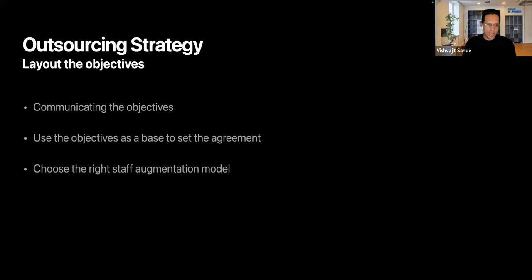Then there is choosing the right staff augmentation model. Once these objectives are laid out, life becomes much easier, I would say, because I can make sure what kind of model I want to go with. If I've laid out that I need resources for X number of months, I can easily go with a time and material model. If my objective is to get a specific portion of my product built out, I can go with a fixed cost model. So these models we can easily figure out based on the objectives that are laid out.